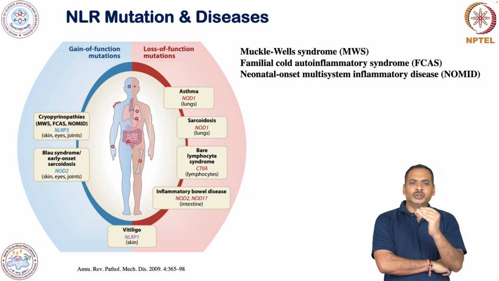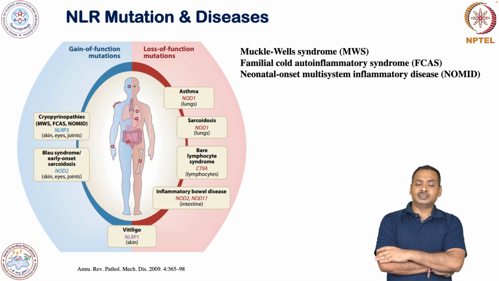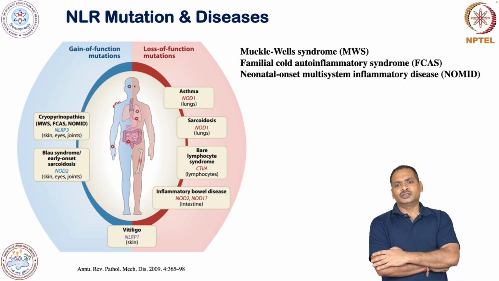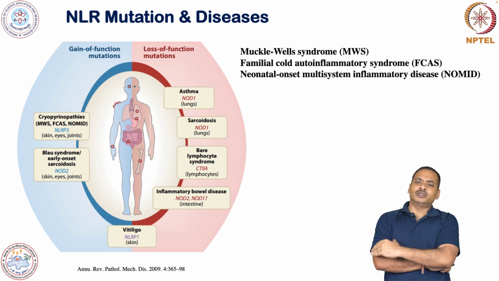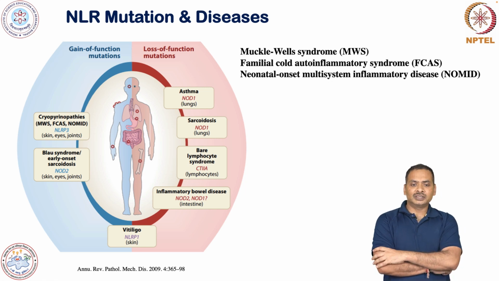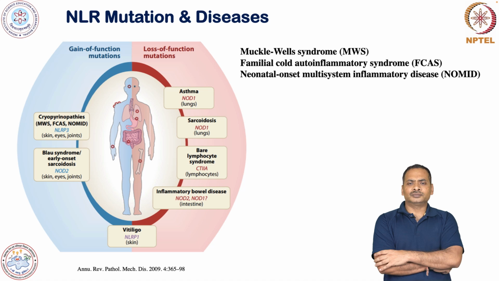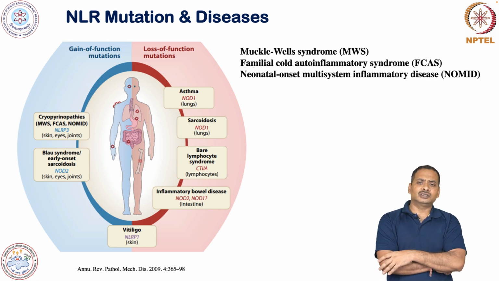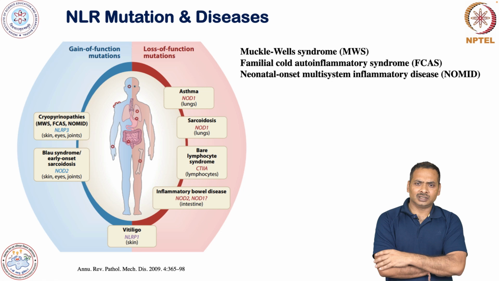Another is neonatal onset multi-system inflammatory disease. This disease is associated with neonates, as the name suggests, and there is a persistent inflammation. That persistent inflammation results in tissue damage, and it also affects the nervous system, skin and joints. Please note that these diseases are quite rare, but they do present in the population.